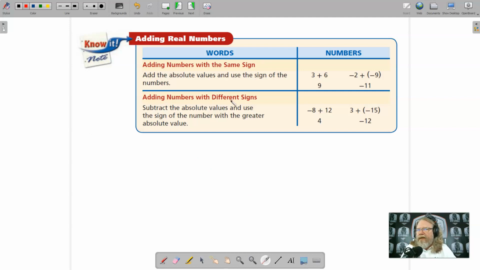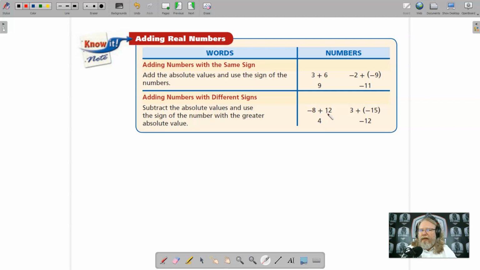Adding numbers with different signs. What if we were adding numbers where one's a negative and the other one's a positive? We're going to subtract the absolute values and use the sign of the number with the greater absolute value. So here's two examples. We have negative 8 and positive 12, and we are indeed adding them. So we're looking for the sum. Sum means to add. We're looking for the sum of a negative number and a positive number.